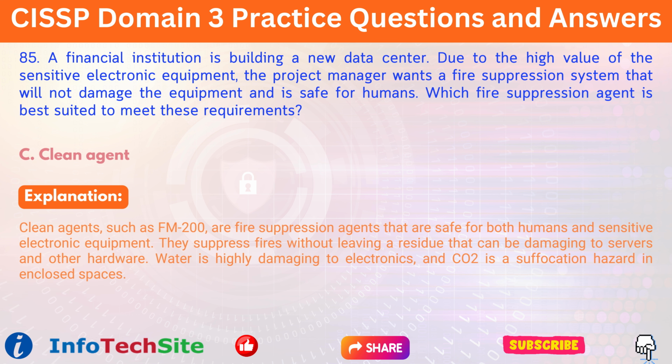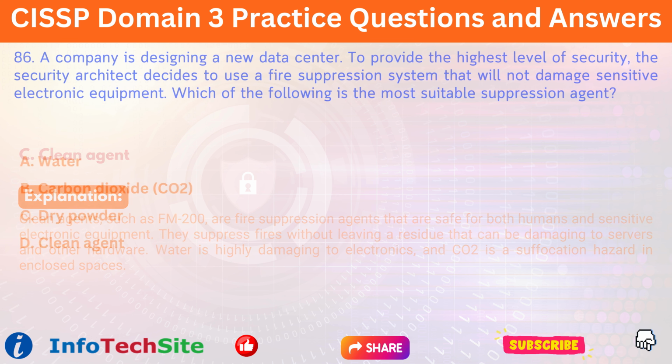The correct answer is C. Clean agent. Explanation. Clean agents, such as FM200, are fire suppression agents that are safe for both humans and sensitive electronic equipment. They suppress fires without leaving a residue that can be damaging to servers and other hardware. Water is highly damaging to electronics, and CO2 is a suffocation hazard in enclosed spaces.